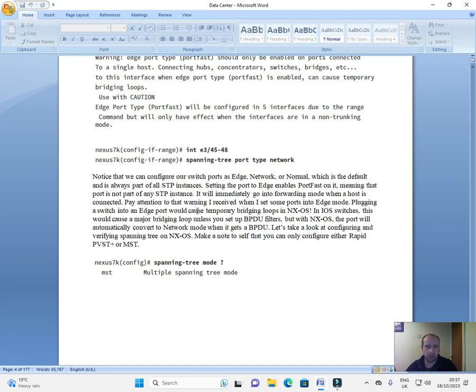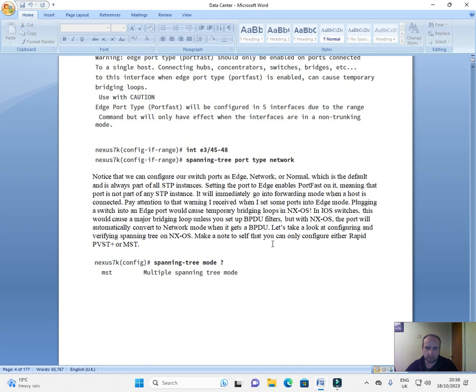Pay attention to that warning I received when I put some ports into edge mode. Plugging a switch into an edge port would cause temporary bridging loops in NX-OS. In IOS switches, this would cause a major bridging loop unless you set up BPDU filters. But with NX-OS, the port will automatically convert to network mode when it gets a BPDU. Let's take a look at configuring and verifying spanning tree on NX-OS.